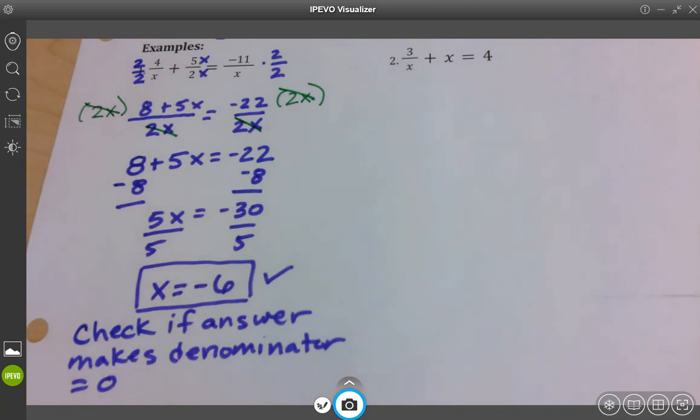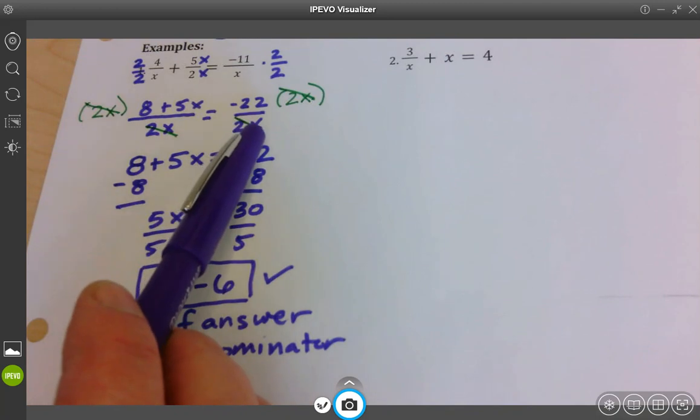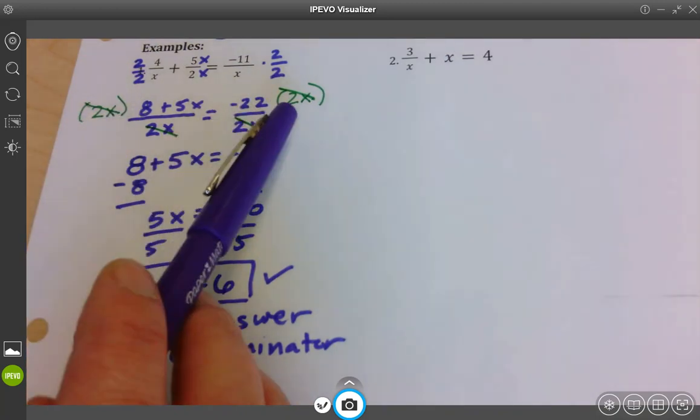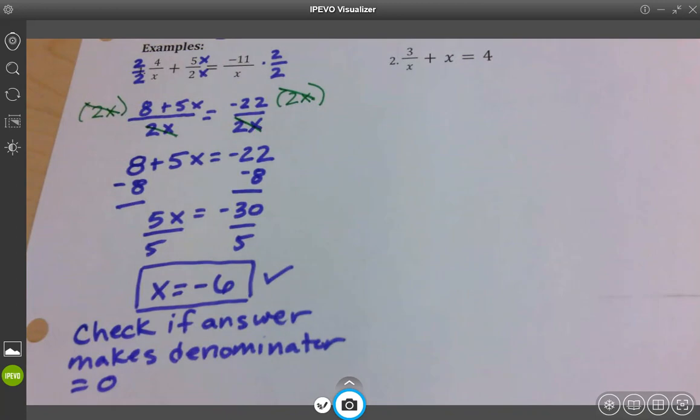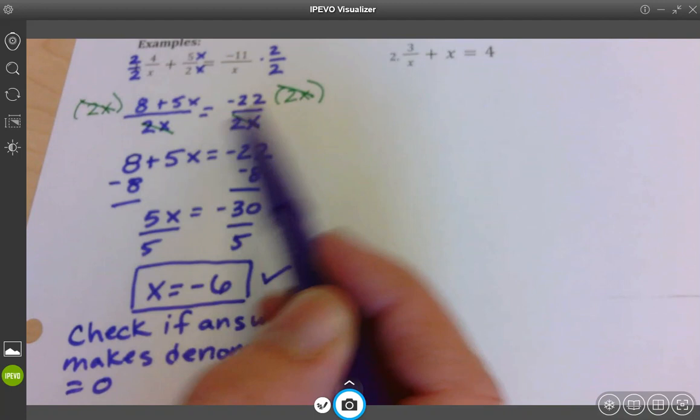Okay. So what I did first was I got a common denominator, and then I multiplied both sides of the equation by that same denominator. I was allowed to do that because I did it on both sides. And then when I multiplied by the denominator, it's multiplied by and divided by, and those canceled out.